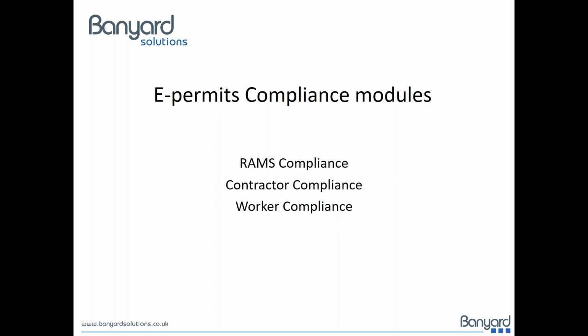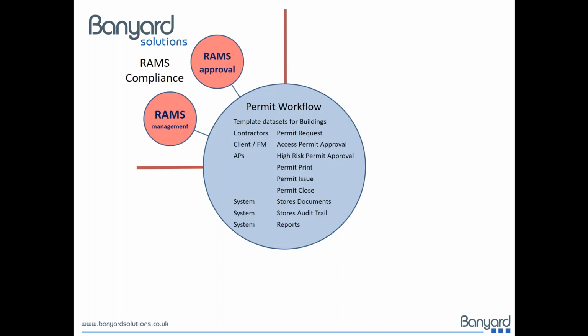So what are the compliance modules? There are 3 compliance modules: RAMS compliance, contractor compliance, and worker compliance. The RAMS compliance module goes through an approval process. So as a contractor, I'd have to submit my RAMS to you, and I can now do this through the ePermit system with this compliance module. Once they're submitted, they can then go around the organization to the correct people that have the ability to approve RAMS, and then they are stored within the system, and then they can be selected for any particular job to which they're pertinent.